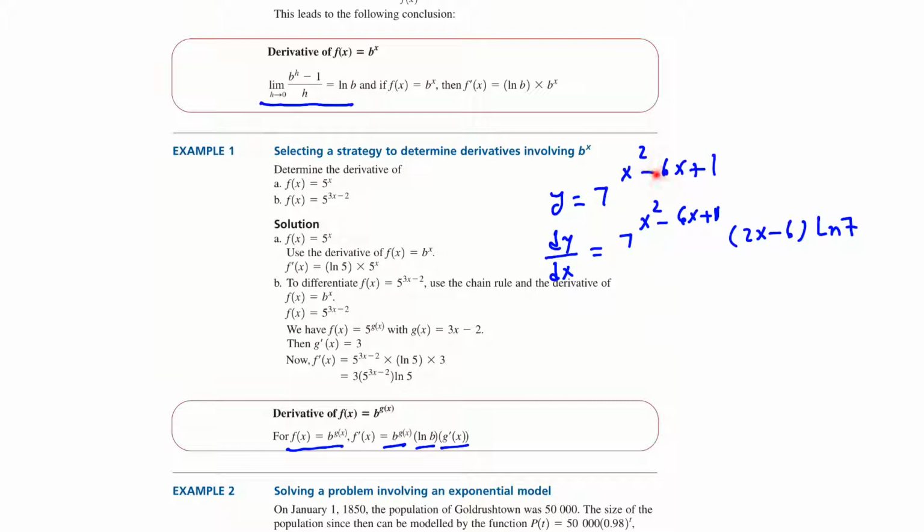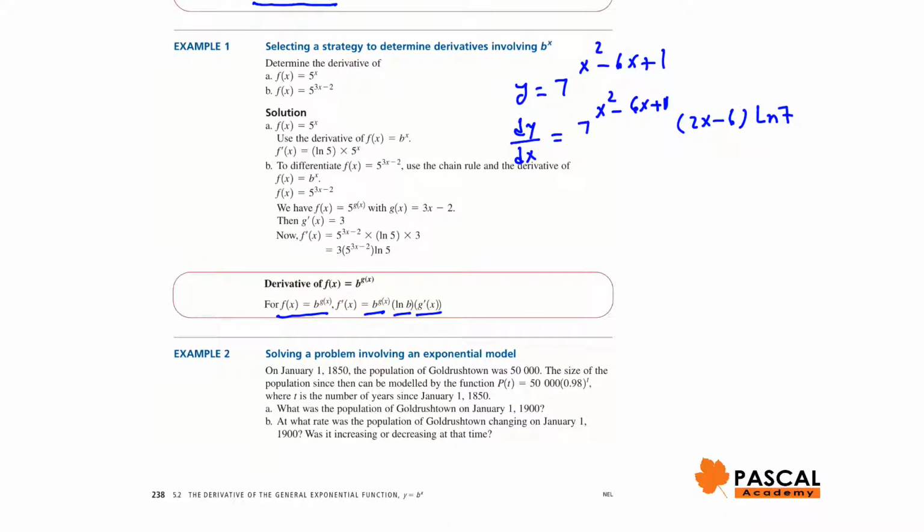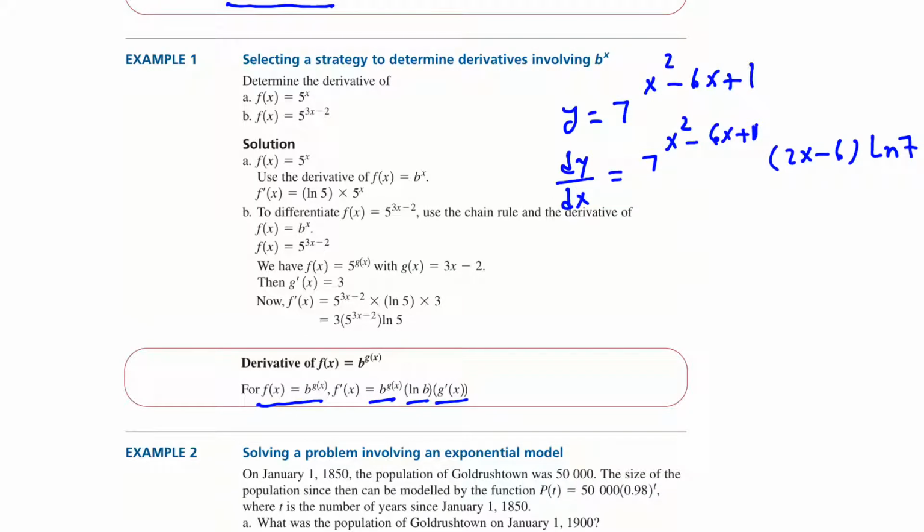This is b to the power of f of x. The derivative would be b to the power of f of x, which is 7 to the power of x squared minus 6x plus 1, times f prime of x, 2x minus 6, times ln of b, which is ln of 7. One more time, the derivative of b to the power of g of x is b to the power of g of x times ln of b times g prime of x.